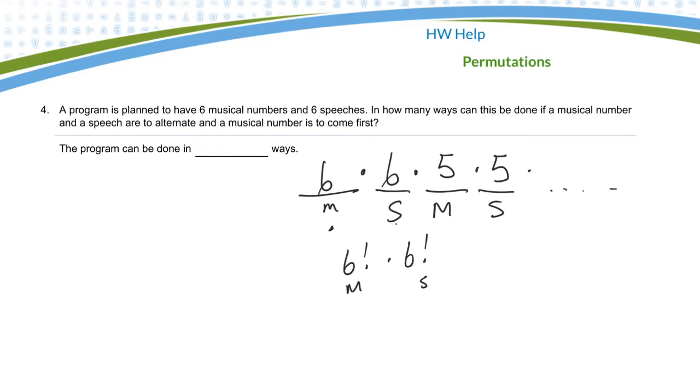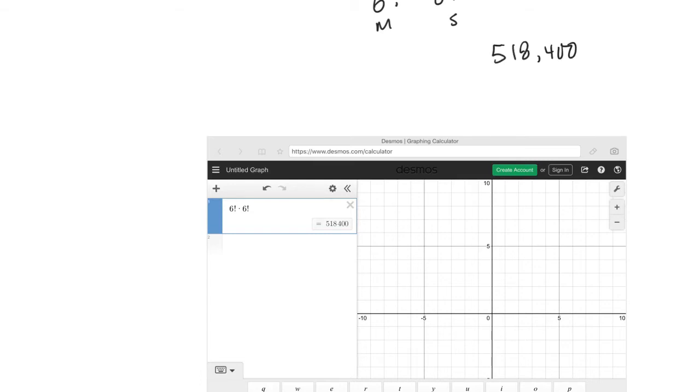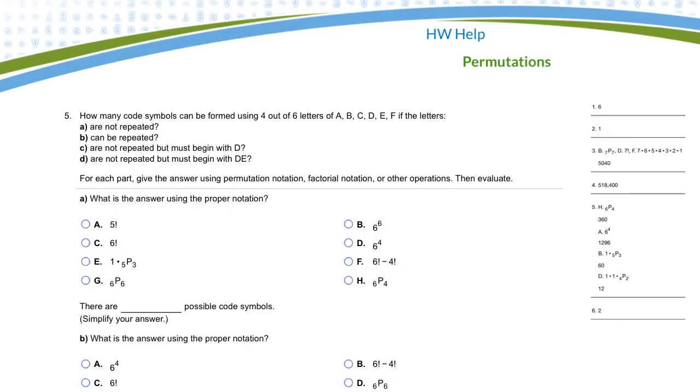Let's pull out the calculator. So I want to go 6 factorial times 6 factorial. 518,400. That's how many different ways you could do that. I'm not going to that.